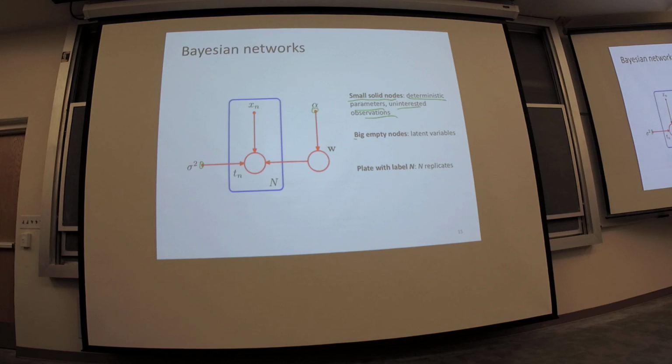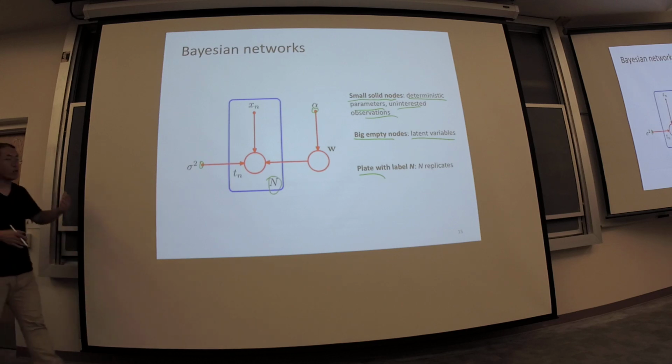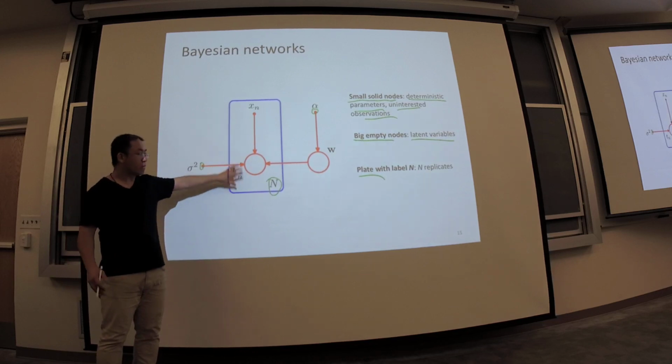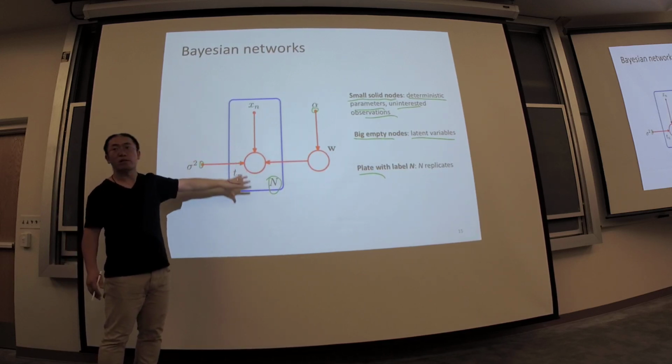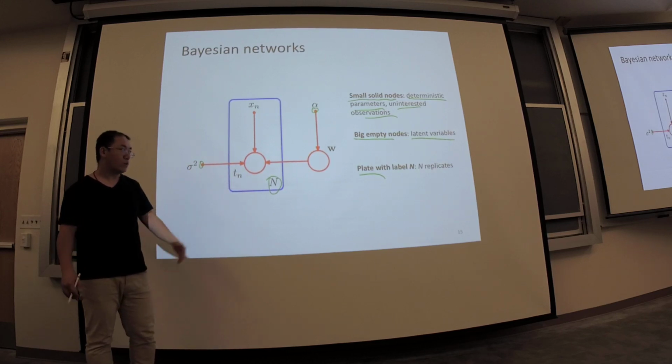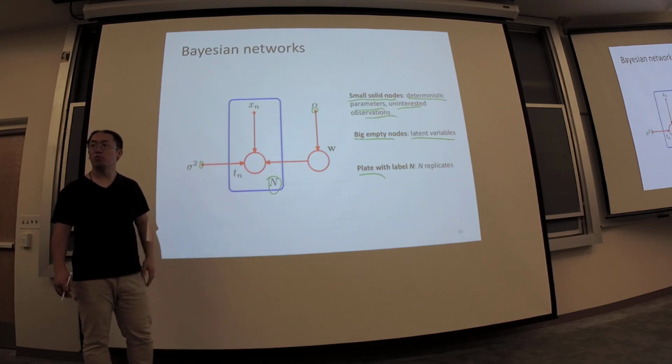And then we use a big empty node to represent those latent variables. That is the weight vector W and each label Tn. And more important, to avoid repeatedly drawing the same structure, we introduce a plate. If we put a plate outside some structure and put a label n here, it just means I replicate the structure n times. Because each of these Xn, Tn will share the same kind of structure, we do not need to repeat drawing this like 100 times or even 1,000 times.